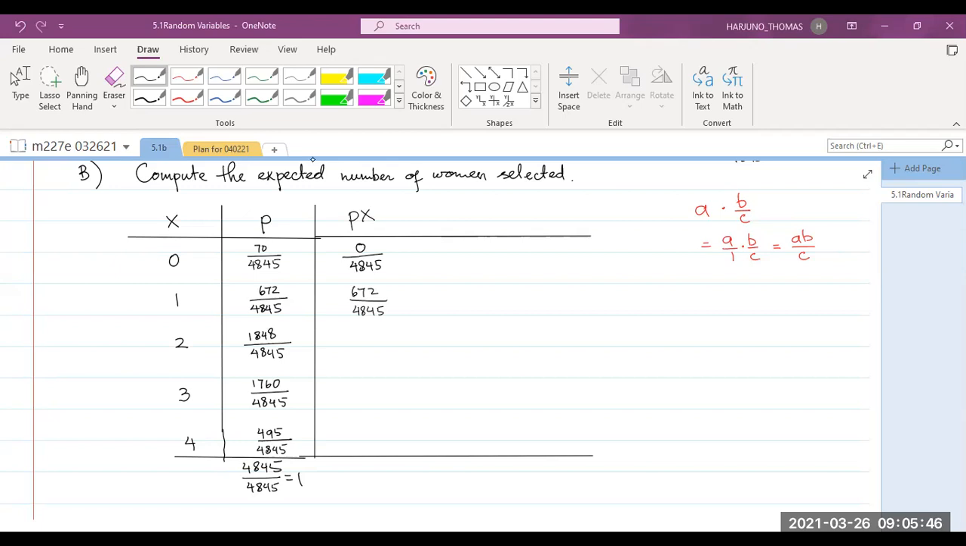And then this guy here, 2 times 1848. Then you use your calculator, right? Then you will get 3696 over 4845.